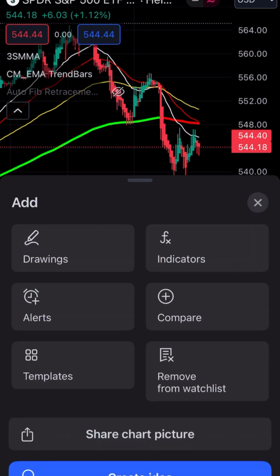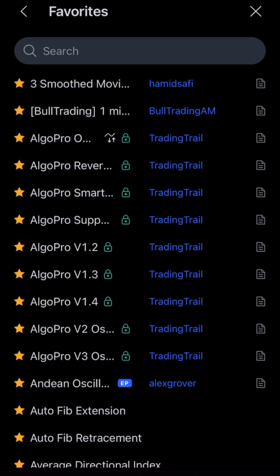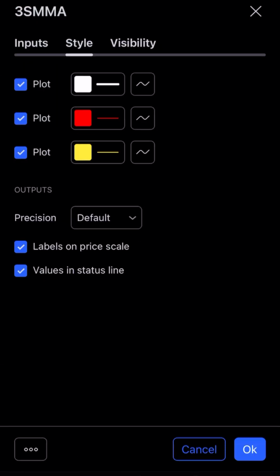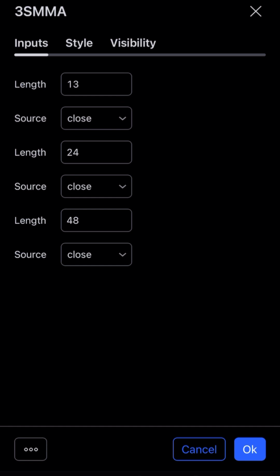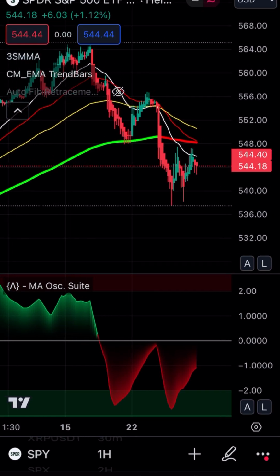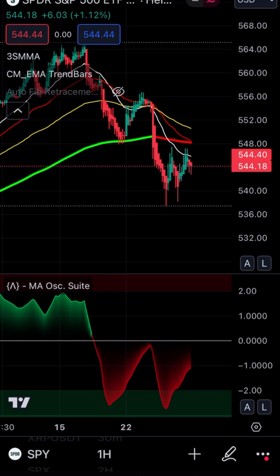First, you want to go to 3 smooth moving averages, and make sure you have bright colors, colors that stand out. You want 13 and 48 on the bottom, but then you want to have 24 in the middle. The 24 is there to help you find good points to exit your trade. When you find your trade, the 24 helps you find the good moment to exit. But it also will help you find moments to enter as well.